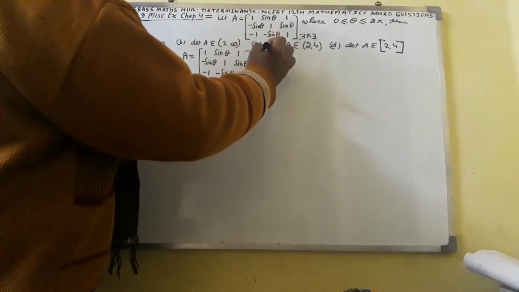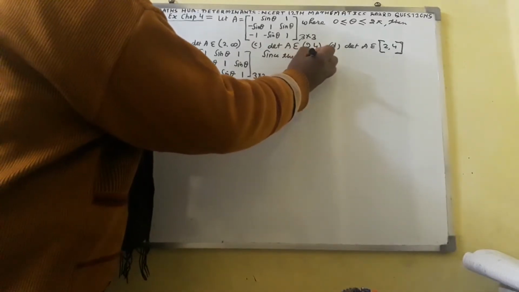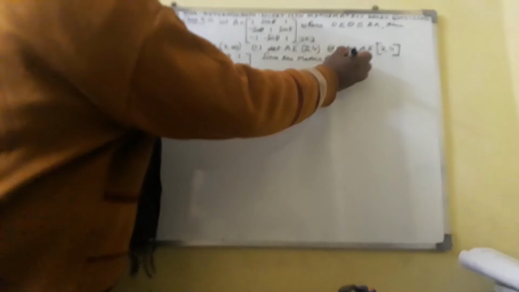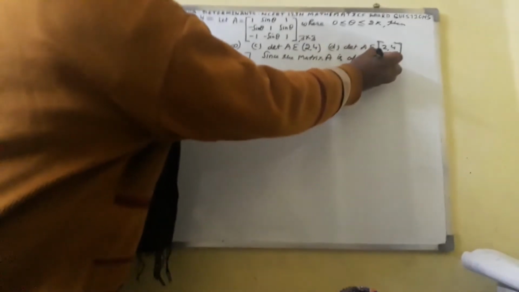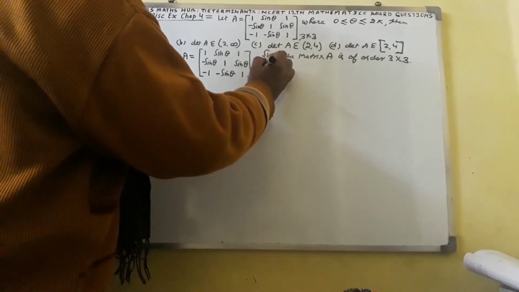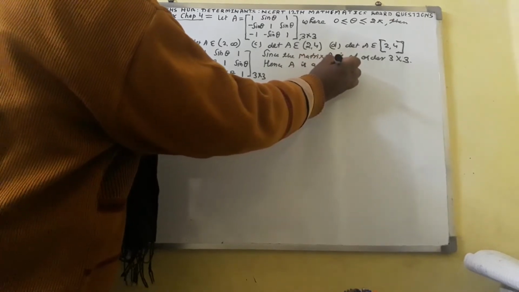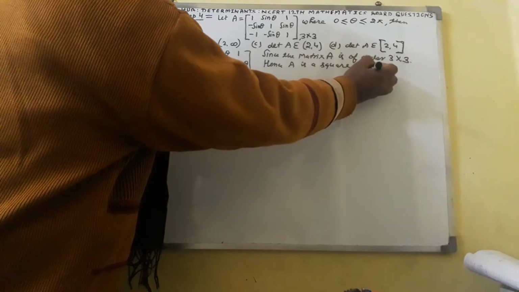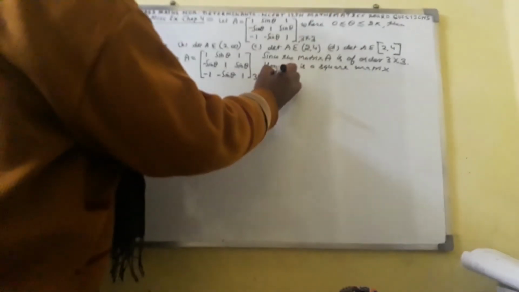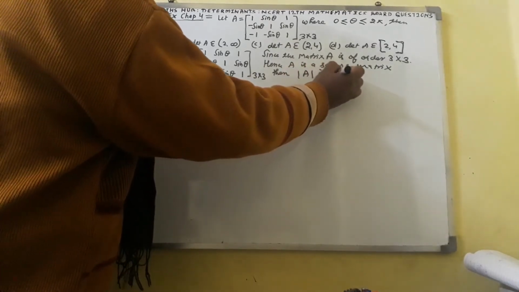So here I shall write, since the matrix A is of order 3 cross 3, hence A is a square matrix. Then det A is possible.